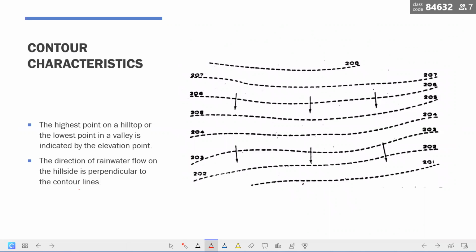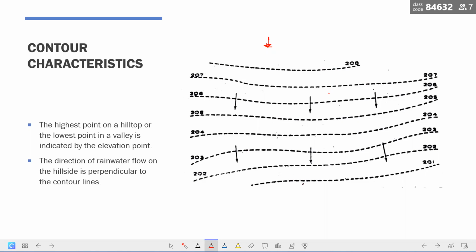The highest point on a hilltop or the lowest point in a valley is usually indicated by an elevation point. An elevation point on a map can be something as simple as that, but it could be indicated in a different manner.